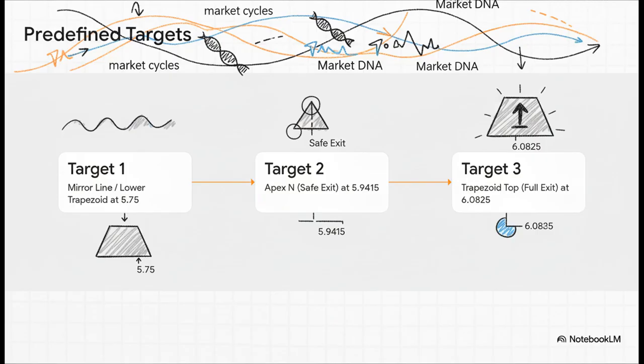So here's a crucial point. The exit plan isn't something that's decided on the fly. It's also predefined right from the start. The documentation shows 3 distinct price targets. Target 1 is the mirror line at 575. Target 2, called a safe exit, is at apex N at a price of 594.15. And finally, target 3, the full exit, is at the trapezoid top at 6.0825.